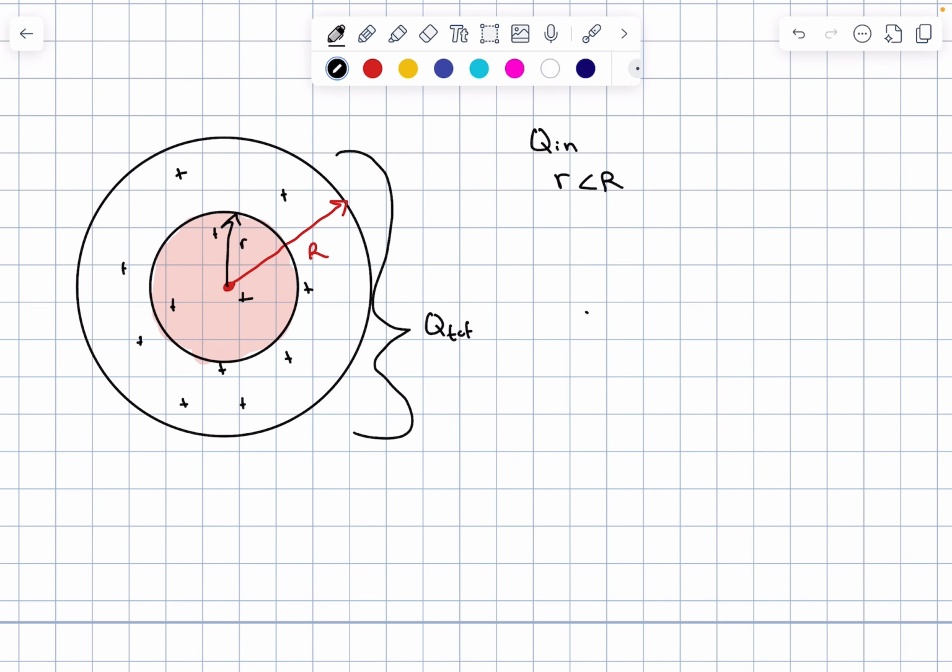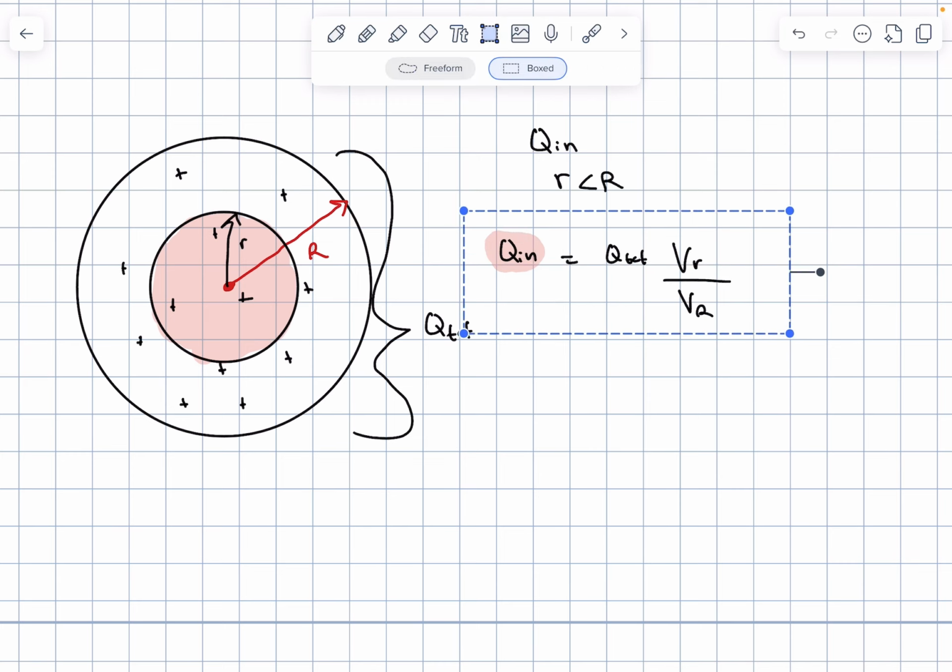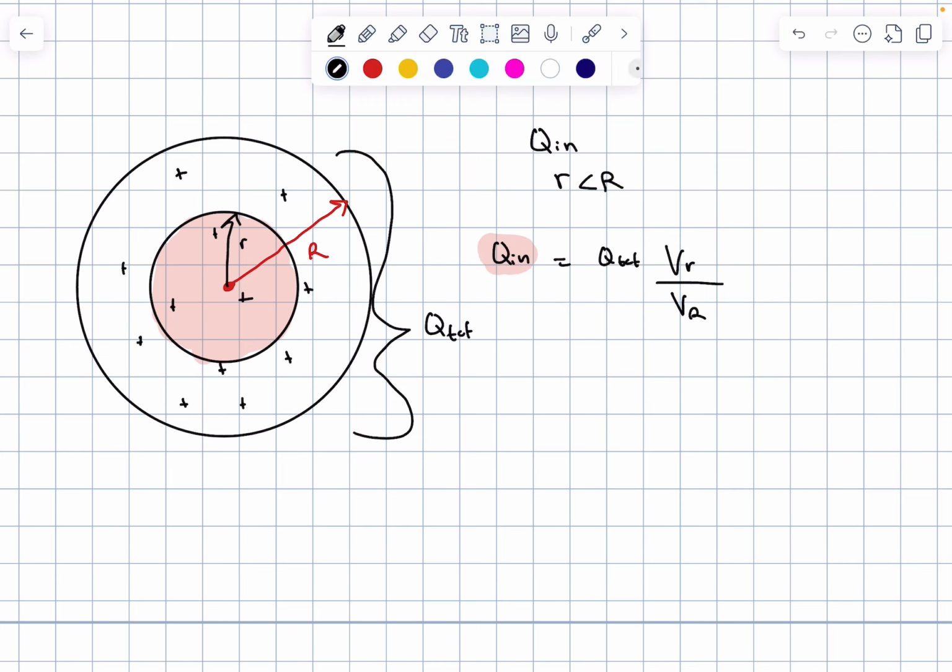So it's going to be Q in, so Q inside my little pink sphere. Remember, these are spheres, not circles. It is equal to the total charge times V of little r, the volume of my small sphere, divided by V of capital R, the volume of my big sphere. So this is really saying, how big is this volume compared to the outside volume? So I can write that in.